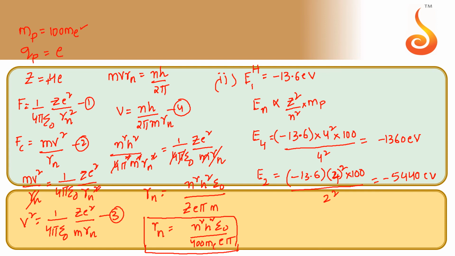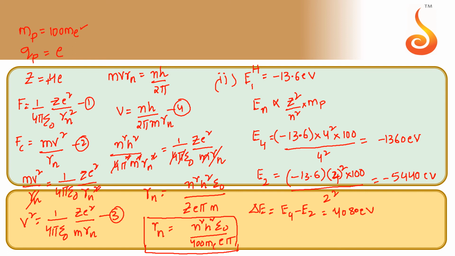So what is the difference of energy? The difference of energy is E4 minus E2. So what do we get? Minus 1360 electron volt minus of minus 5440 electron volt. So we will get 4080 electron volt.